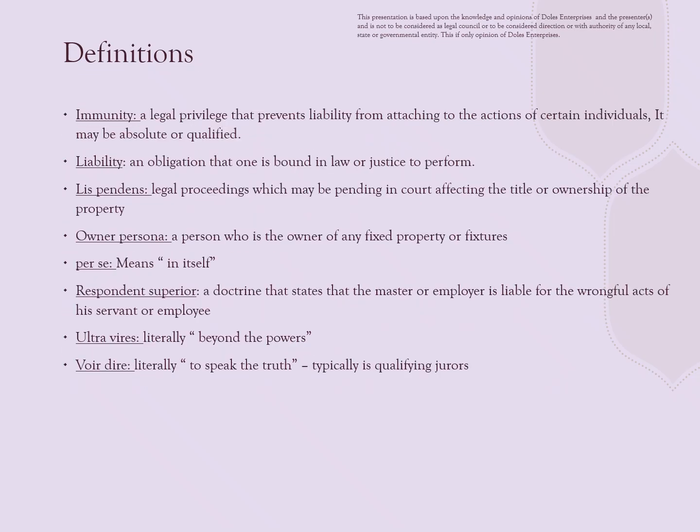To continue, immunity, a legal privilege that prevents liability from attaching to the actions of certain individuals. It may be absolute or qualified. Liability, an obligation that one is bound in law or justice to perform. Lis pendens, legal proceedings which may be pending in court affecting the title or ownership of property. In personam, a person who is the owner of any fixed property or fixtures.